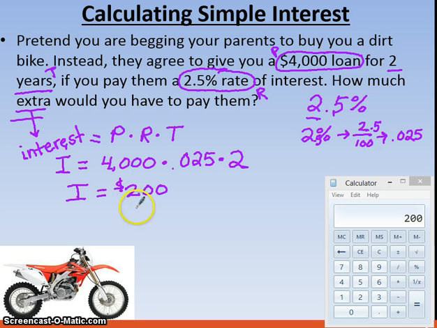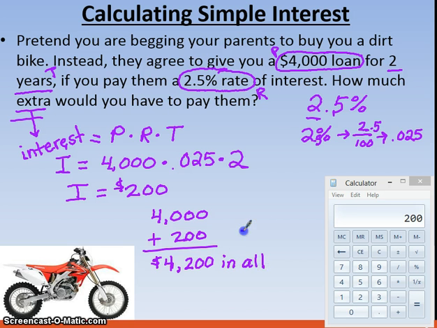Now, if you want to know how much you would have to pay them back in all, you would add that interest to the amount that you borrowed. So if you borrowed $4,000, you would add 200 to it, and you would pay them $4,200 in all. 200 of which was interest.